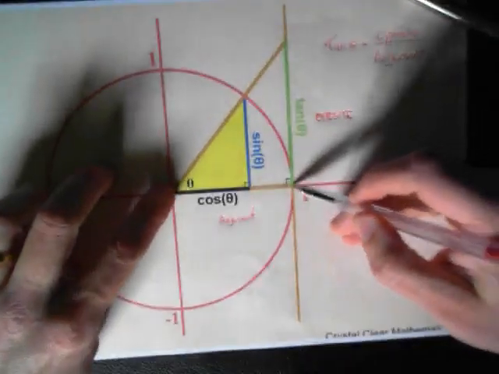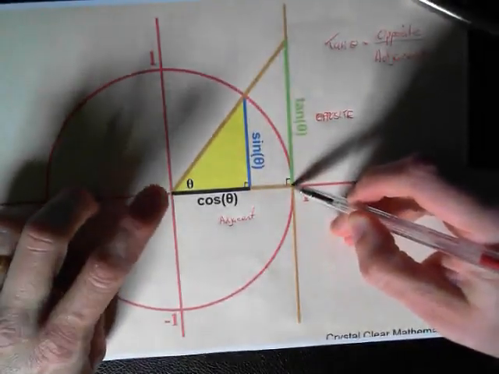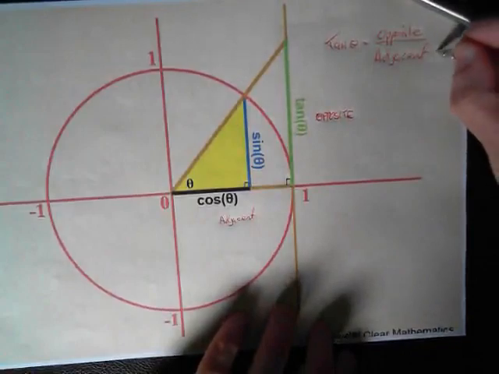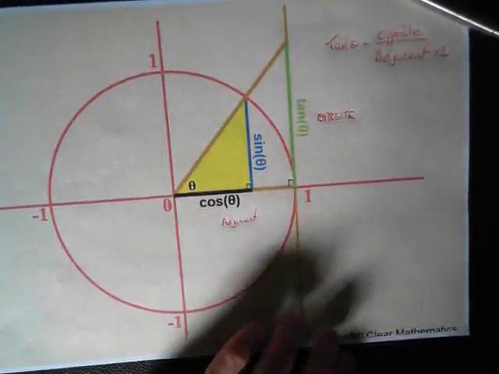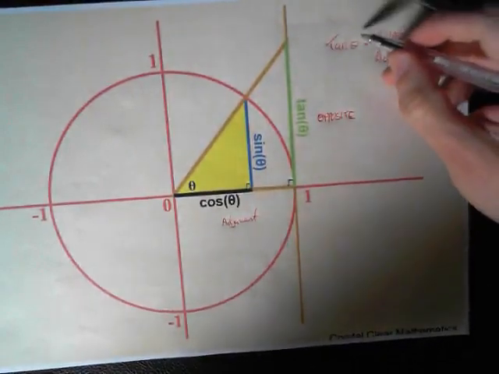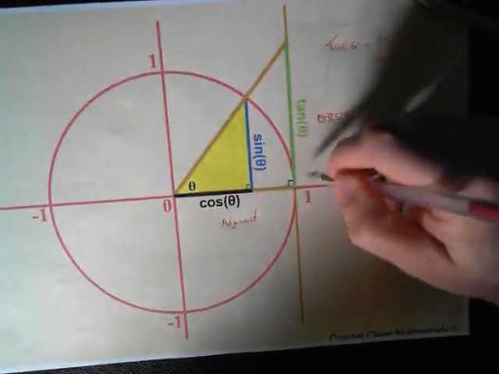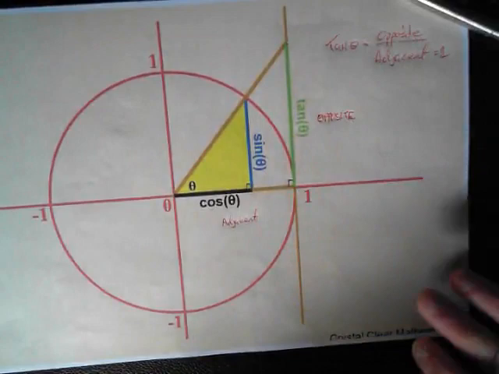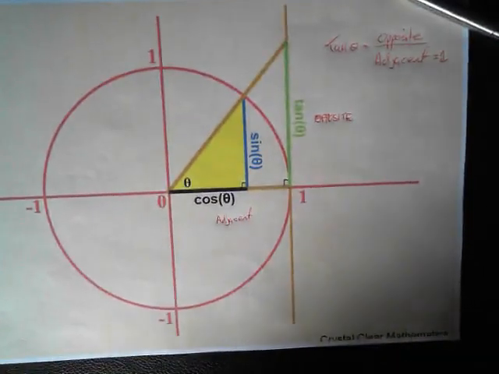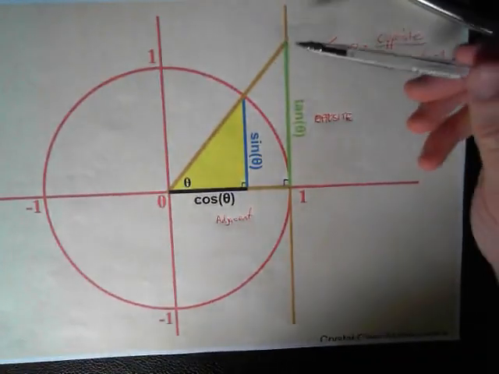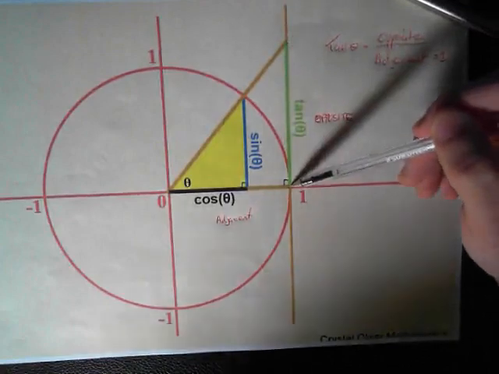But in this situation, the adjacent side is always 1 because it's a unit circle. That's why we use the unit circle. So what it means is that the tan of any angle is actually the length of this line. Okay, and that's why that's been drawn in green there. The tan of the angle is the length of this line.